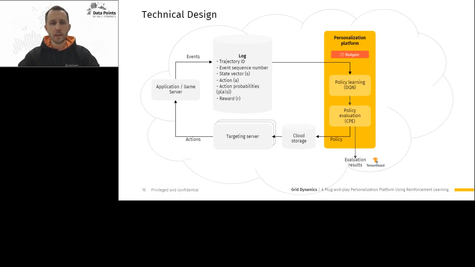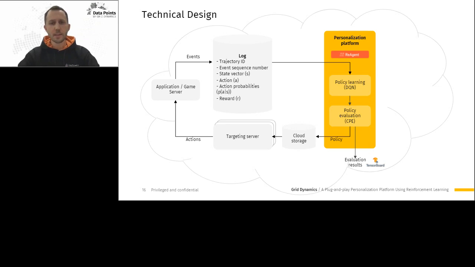Log is a cloud database, and our offer for a personalization platform is Facebook's framework called Reagent, which is deployed in the cloud. More about it in a minute. The place for storing models is cloud storage. The targeting server is a cloud instance, which can easily be scaled up. Evaluation results are collected and can be viewed by TensorBoard, which is already built into Reagent.